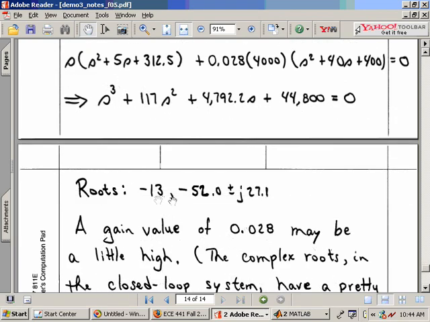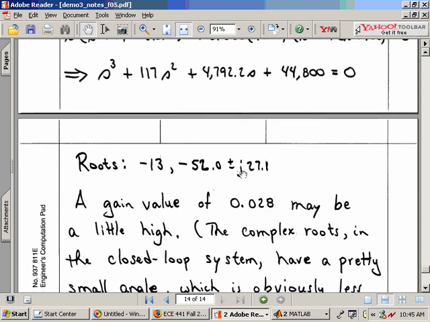We find the roots. One's at minus 13, which shouldn't be surprising, and the other is at minus 52 plus and minus j27.1. That obviously has a real part that's bigger than the imaginary part, meaning these roots have an angle that is less than 45 degrees. That may be a little aggressive, but it's not too bad. You may, if this is minus 70 and this is plus and minus j2 or j10, you may want to back off on the gain.